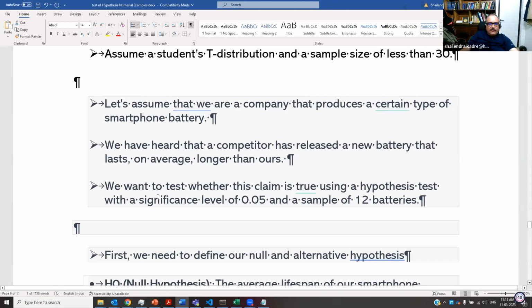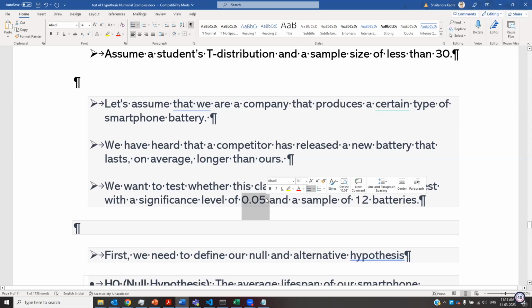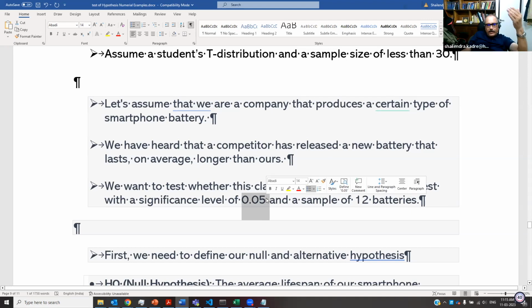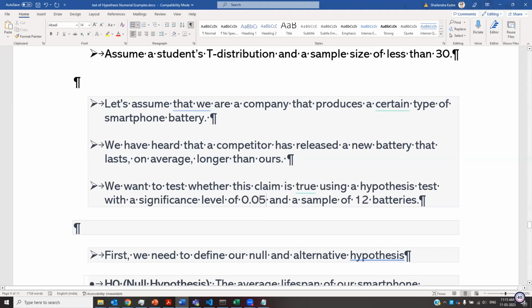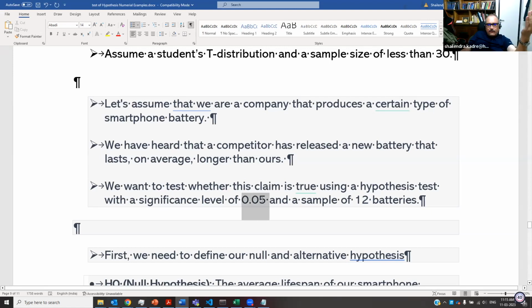The magic number for the significance level is always 5%. So we'll compare our p-value with this. If the p-value is less than this, that means less than 0.05, we reject the null hypothesis. If the p-value is more than 0.05, we fail to reject the null hypothesis. So the significance level is generally always 0.05.